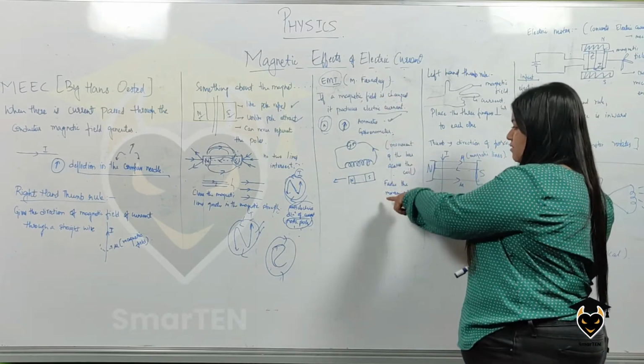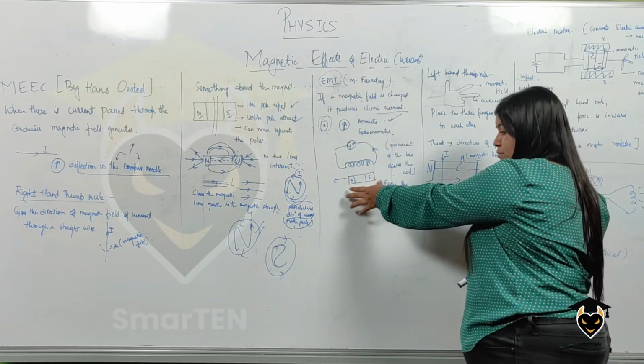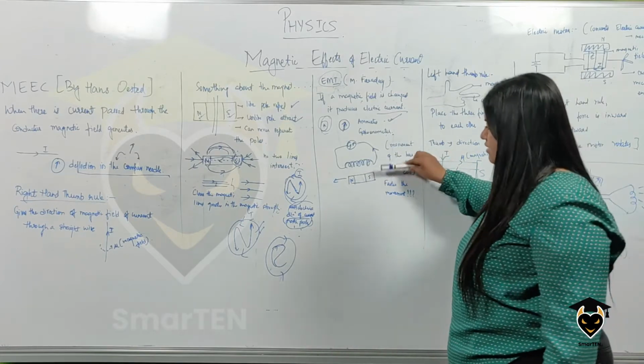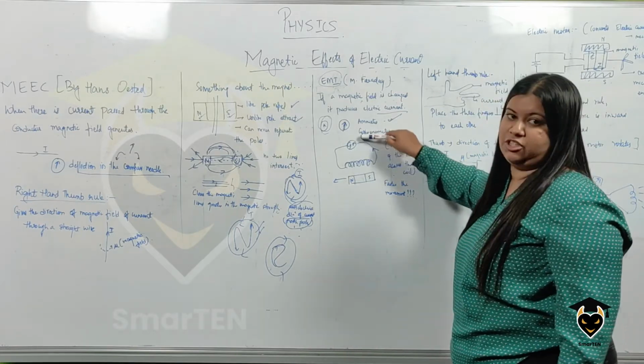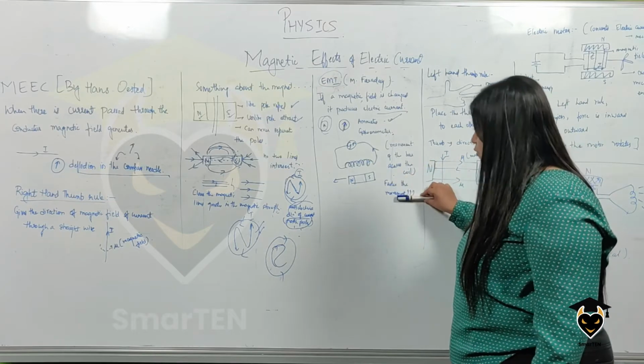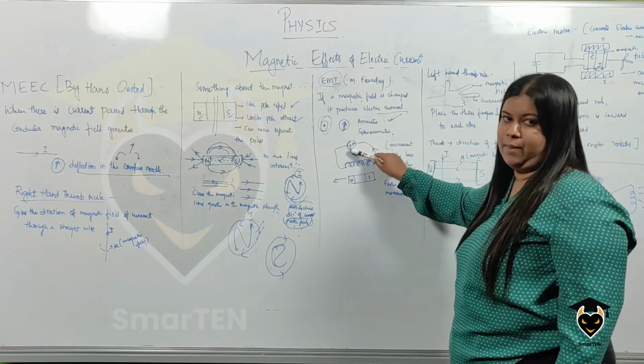Now, what happens when I move the magnet faster? If you move the magnet faster, there is more deflection here. So, the faster the movement, the greater is the galvanometer deflection.